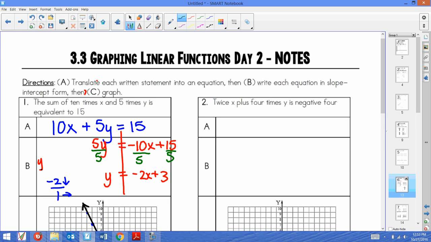All right, let's dive into question 2. So translating twice x. Okay, twice x means double x, or 2 times x plus 4, oh, this is 4 times y. So that's 4y is negative 4. Is means equals negative 4. All right, again, not in slope-intercept form.